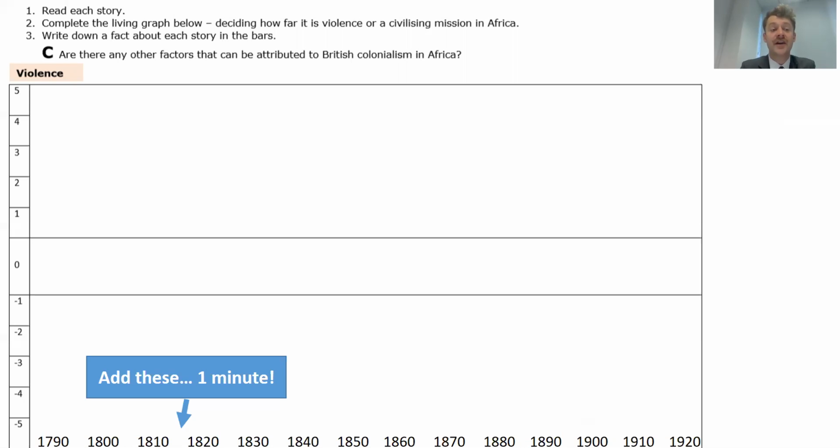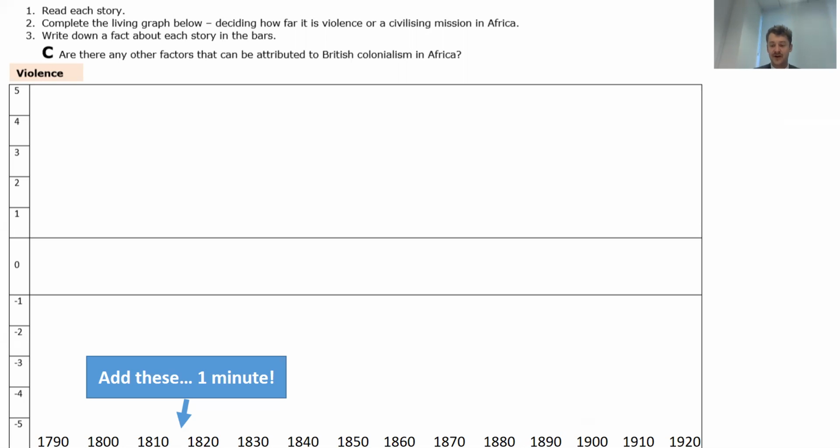We're now going to look at what this living graph is. So you'll see along the side, we have all those numbers. At the top of it, it says 5, and we have violence by that. That would mean anything that is really violent, where we see any kind of brutal treatment, any military there, we'd put that as a 5. At the bottom, we have -5, where we have the civilizing mission.